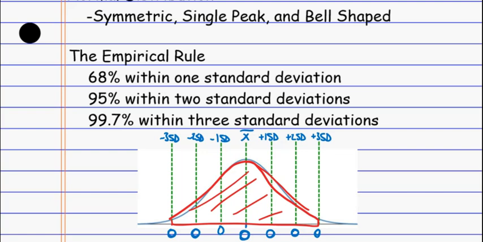And notice the 68% we started with is included in that 99.7, okay? That 95% is included in the 99.7, all right? So as we go further and further out, we gather more and more of our data values, and it's a very specific percentage, okay?